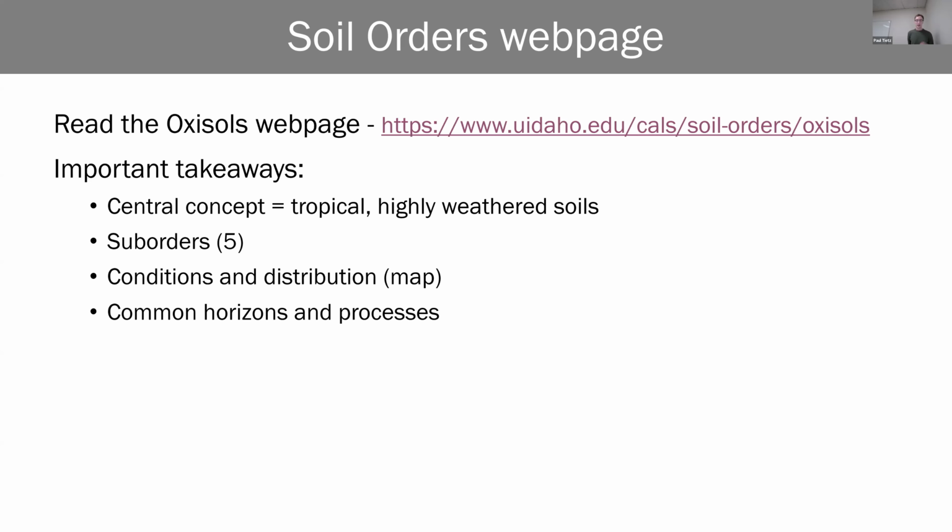Otherwise, common horizons and processes would be the desilication and the Bo, usually multiple of them in a profile for our oxisols. Land use limitations then would definitely be agriculture on their inherent characteristics alone. Slash and burn or adding fertilizer are probably requirements for getting a lot of productivity out of these oxisols.